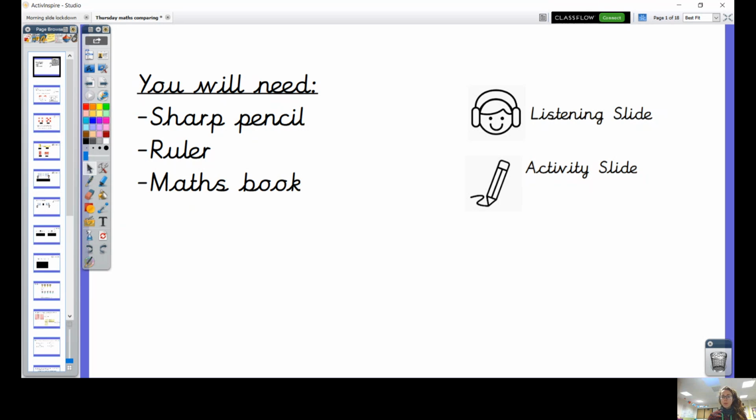Just to remind you, we've got two symbols that you'll see on each slide, and that's giving you a clue whether you're going to be listening to what's being said or whether you've got something to do with your pencil and your book. So look out for those, that will help you as we go through the lesson.